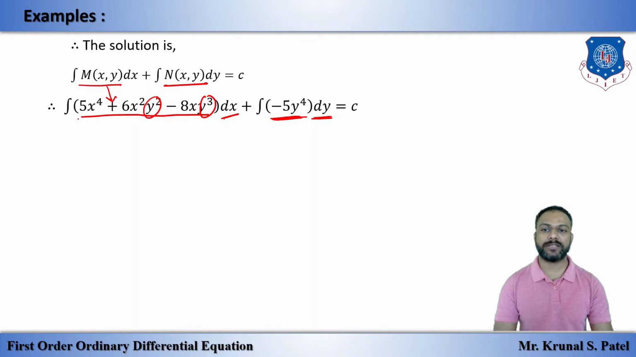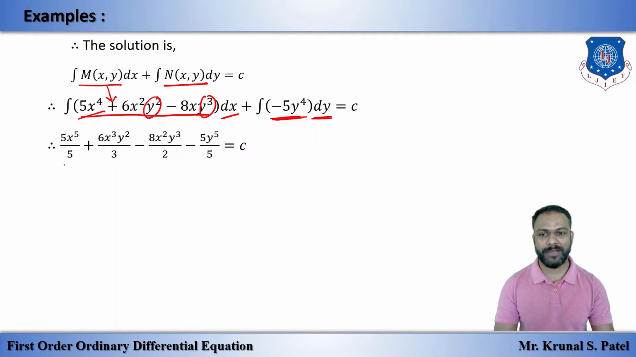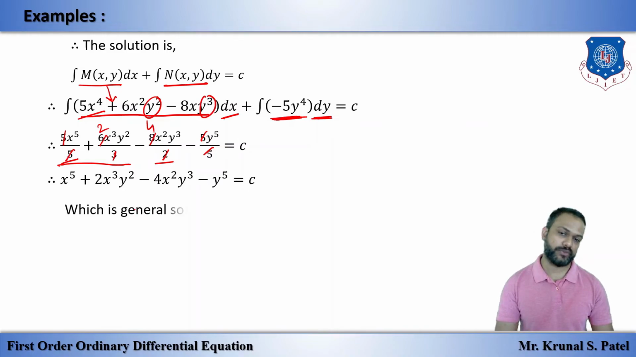Okay, so the integration of this is x to 5 by 5, the integration of this is x to 3 by 3, the integration of this is x square by 2, and here the integration of this is y to 5 by 5. This is our final answer after simplifying some terms. So we get the final answer as this, and this is our general solution.